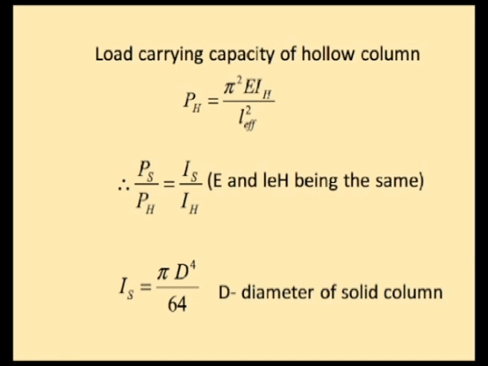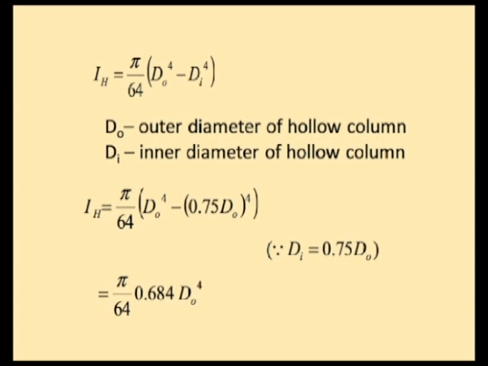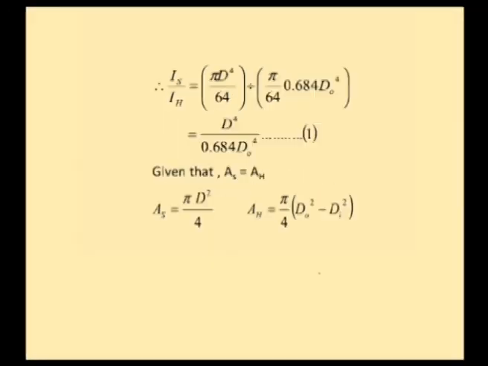So, I S, the moment of inertia of the solid section, is pi d power 4 by 64. We know the diameter of the solid column, d. Hence in the case of I H, that is the hollow column, it is pi into Do power 4 minus Di power 4 by 64. Do stands for the outer diameter of the hollow column and Di stands for the inner diameter of the hollow column. The inner diameter is given as 3/4 of the outer diameter, which is nothing but 0.75 times the outer diameter.